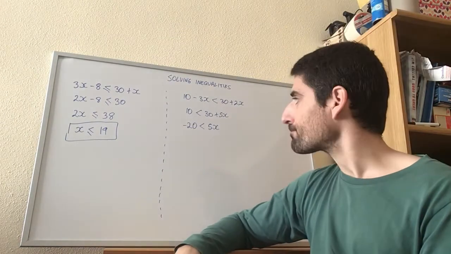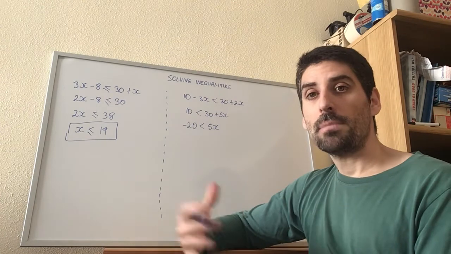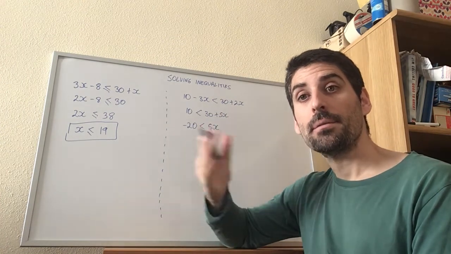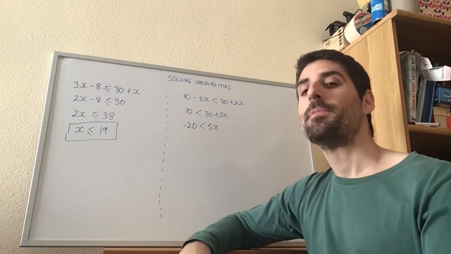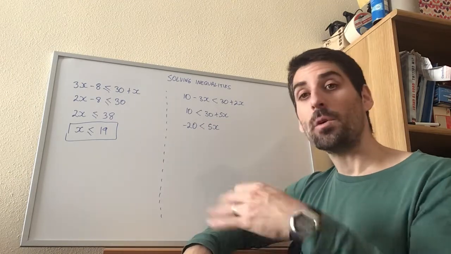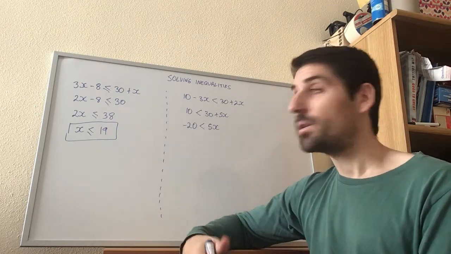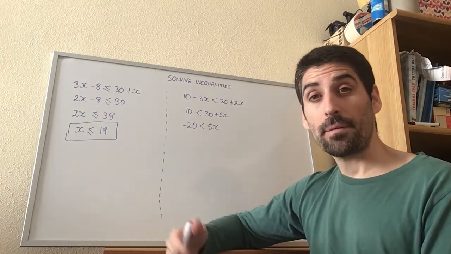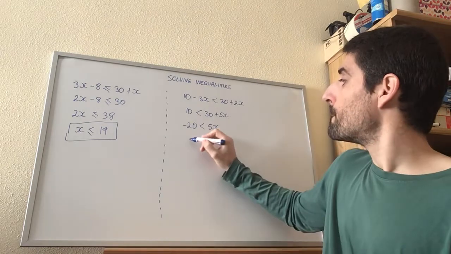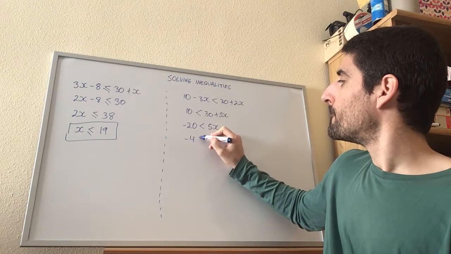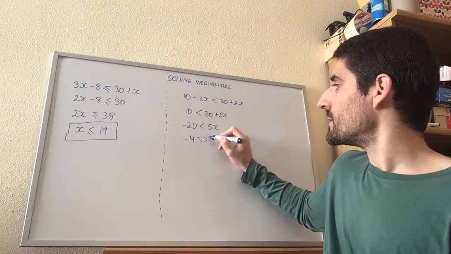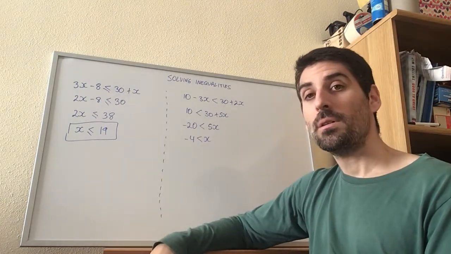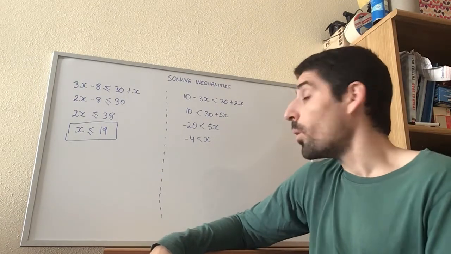And then I've got 5x. I want to have only one x. I want to get rid of the 5. 5x means 5 times x. I'm going to divide both sides of the inequality by 5. Minus 20 divided by 5 is minus 4. And 5x divided by 5 is x. So that's it. So minus 4 is less than x.